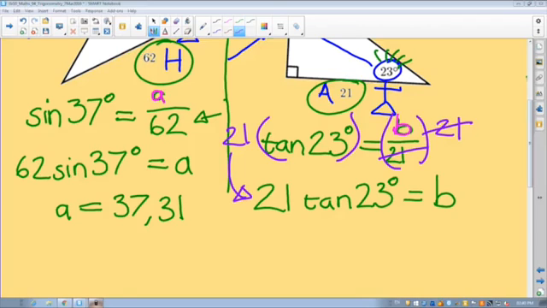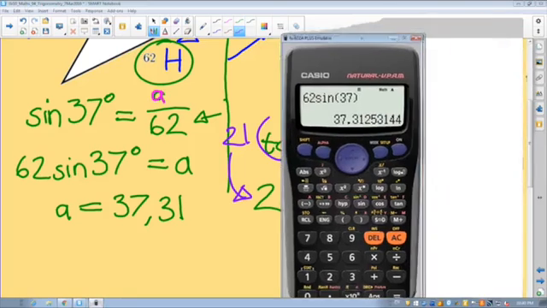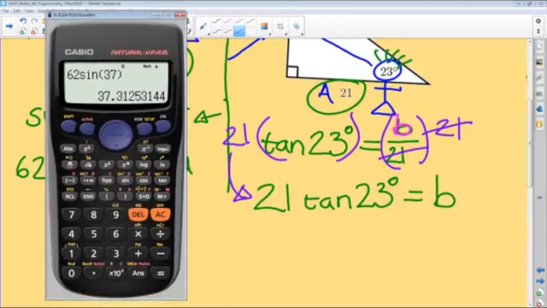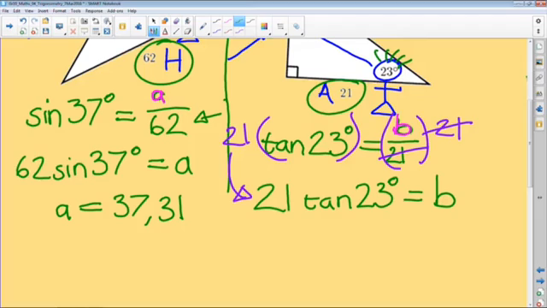So now we can't do this in our heads, we need our calculator. I'm going to take out the calculator and move it across. Whoa! Let's clear the screen. 21, try again, 21 times tan of 23 degrees, 23, close brackets, is equal to 8,91. So let's write that down. B is equal to 8,91.